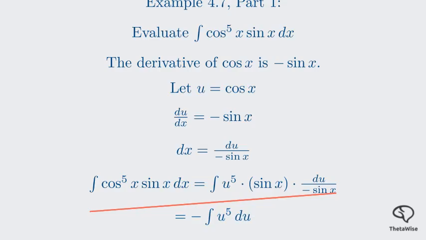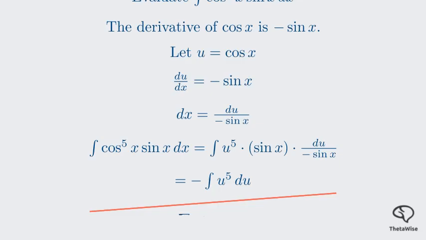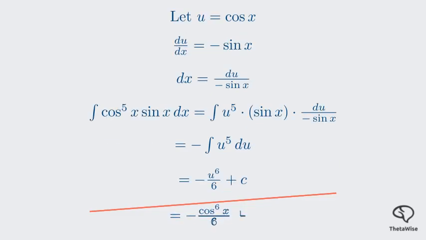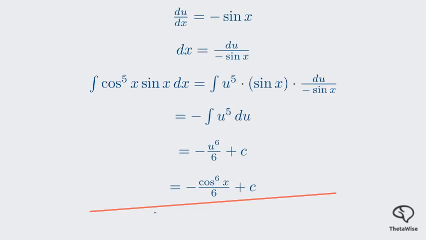Step 3. Find the integral. This is a simple power rule integration. The integral of u to the fifth is u to the sixth over 6. So we have negative u to the sixth over 6 plus our constant c. Step 4. Replace u with its equivalent in terms of x. Since u was cosine x, our final answer is negative cosine to the sixth of x divided by 6 plus c. Let's verify this using our memo. It matches. Here's another example with a slightly different structure.